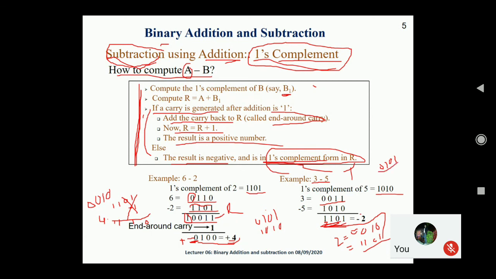So instead of 0101, this particular 0 goes to 1, this 1 goes to 0, this 0 goes to 1, and this 1 goes to 0. Now this is the ones complement form.